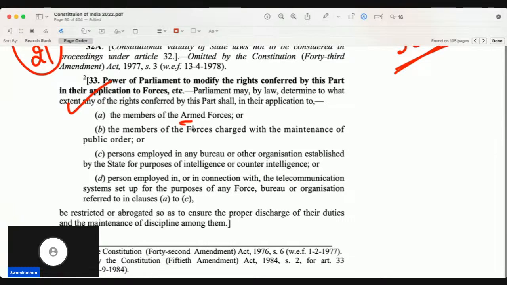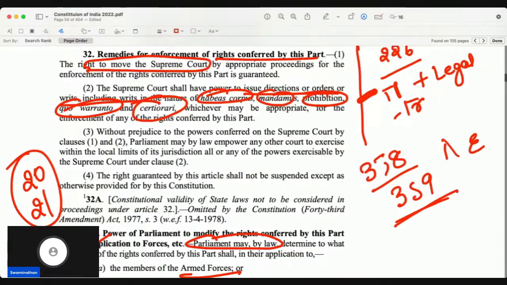So all the members of the armed forces, Navy, Air Force, Army, and those forces which are charged with the maintenance of public order, it includes CAPF, paramilitary, and CBI kind of organizations, intelligence agencies, counter intelligence agencies. So their fundamental rights can be restricted, and they can be restricted by a law of the Parliament. So you'll find that Parliament has enacted various laws providing for their functioning. Army Act, Navy Act, all of these acts restrict to a certain quantum the fundamental rights of the members of the armed forces. Right. So this was the chapter on the fundamental rights.